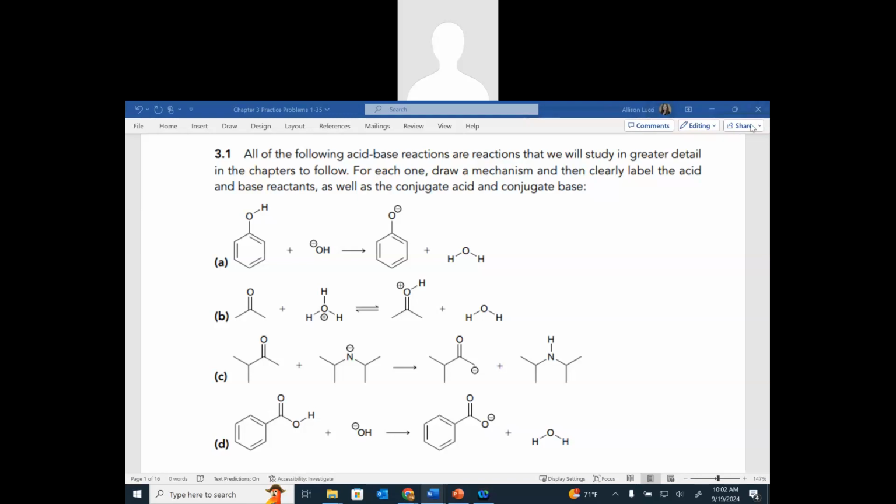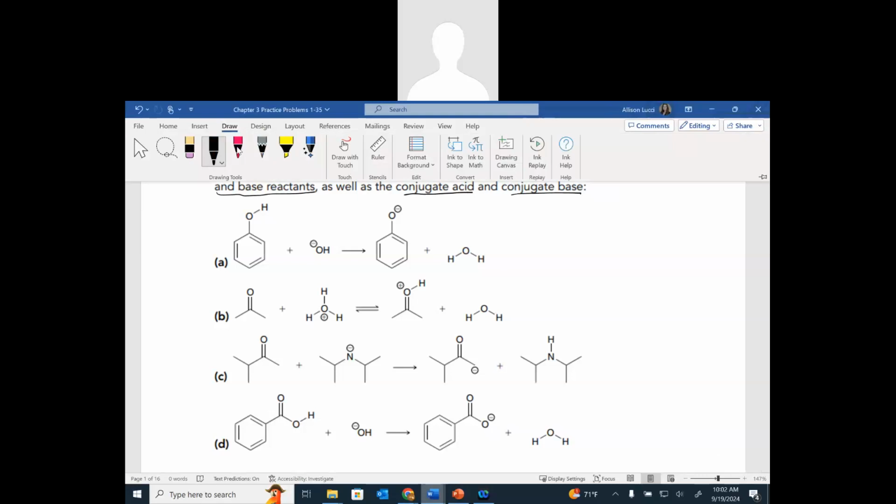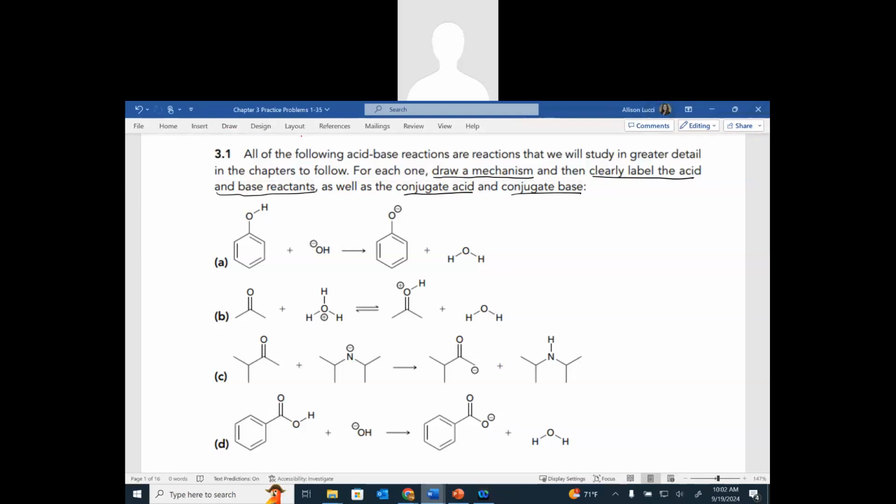This first problem from chapter 3 asks us to take a look at some of these acid-base reactions shown below, and we'll study these in greater detail. In this question specifically, they ask us to draw the mechanism and then clearly label both the acid and base reactants, and then the products we'll label as a conjugate acid or conjugate base. So let's take a look at how we can figure out this mechanism and figure out what is our acid, what's our base species.